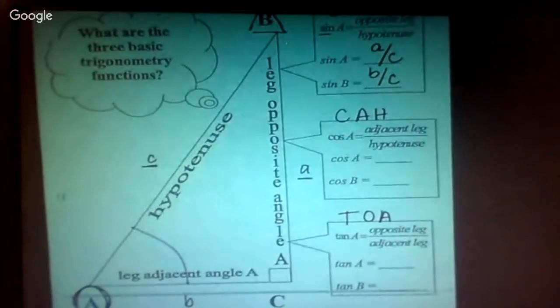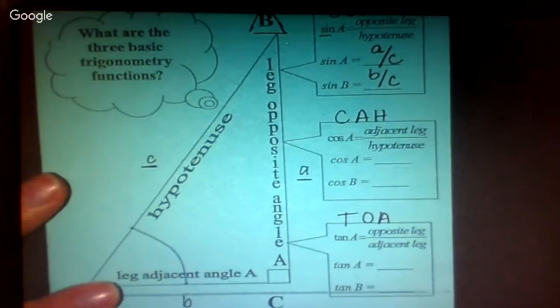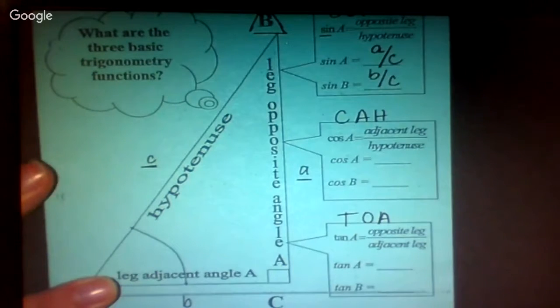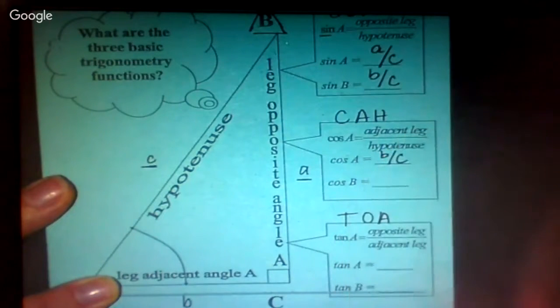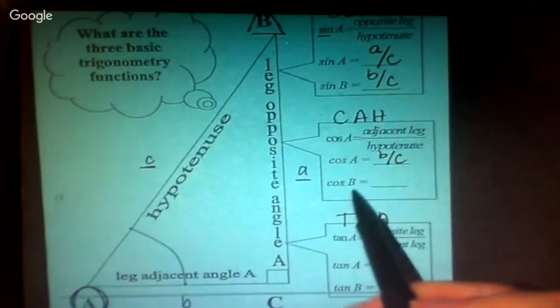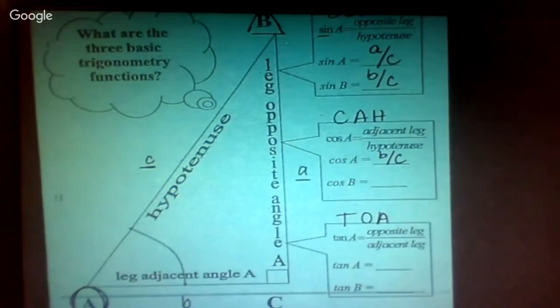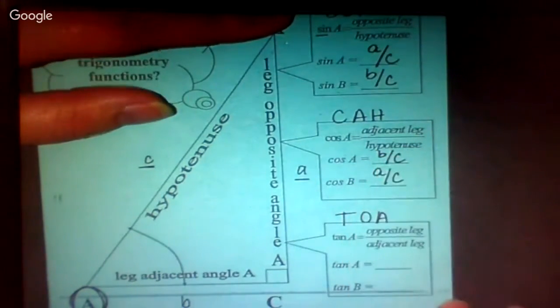If I'm trying to find the cosine, I need to do the adjacent leg over the hypotenuse. So now we're going back to angle A. Which side is adjacent according to A? B. And what's my hypotenuse? C. They switch it up in the second one. I'm doing cosine of B. So I'm up here now. Which side is adjacent? A is now adjacent. And C is still my hypotenuse.